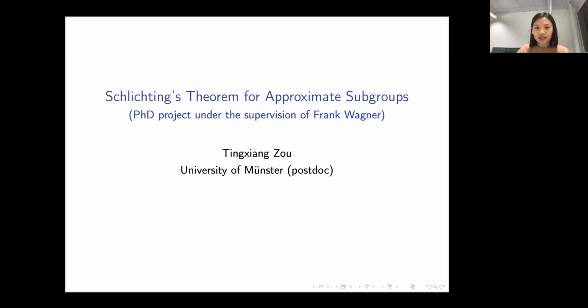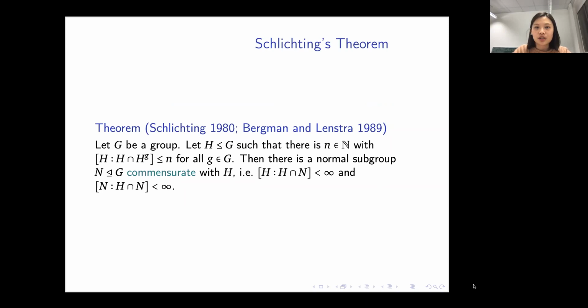So let me start with Schlichting's theorem. Schlichting's theorem basically says that if you have a family of subgroups that each of them are not far away from each other, then you can find a canonical subgroup that is not far away from the whole family. So it's not far away from any subgroup in this family.